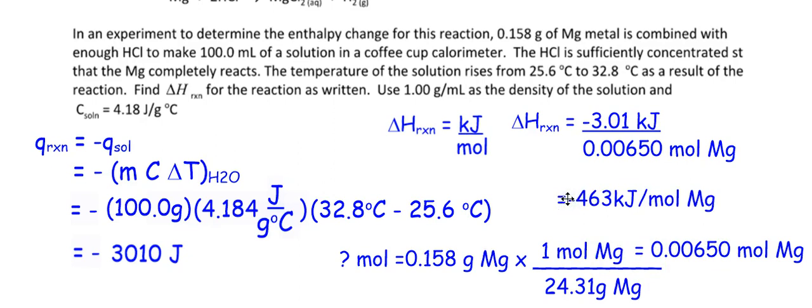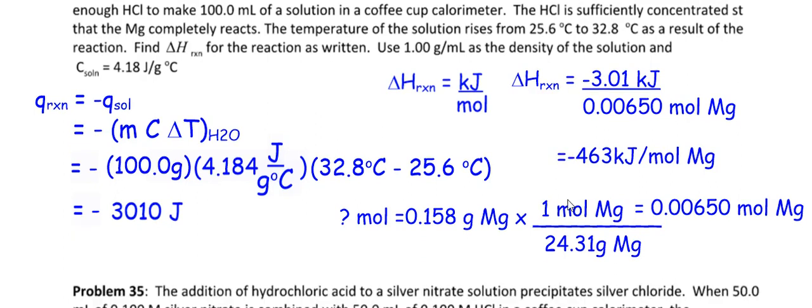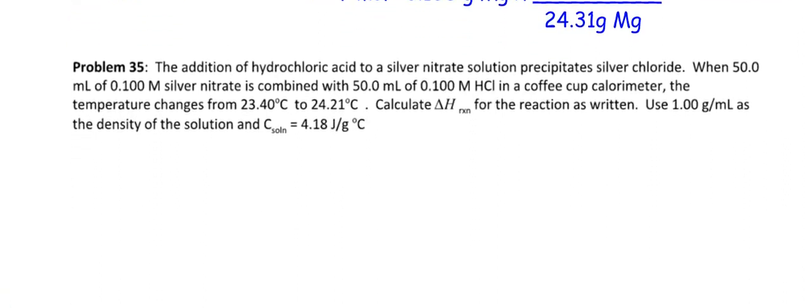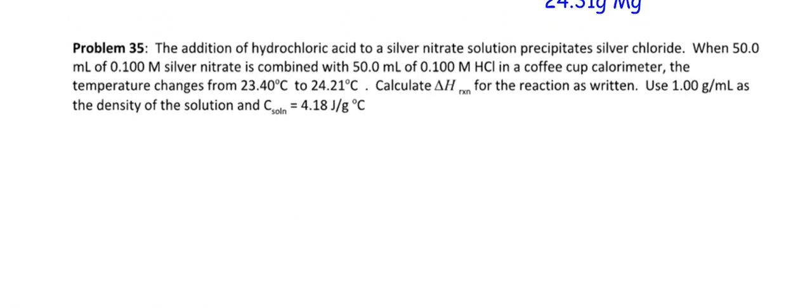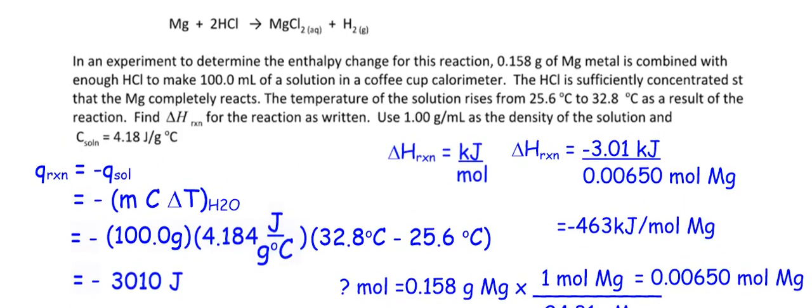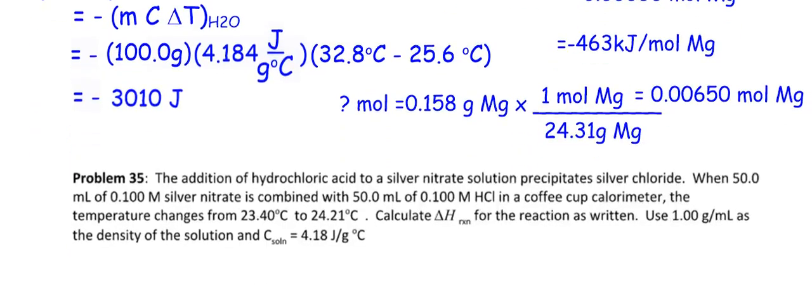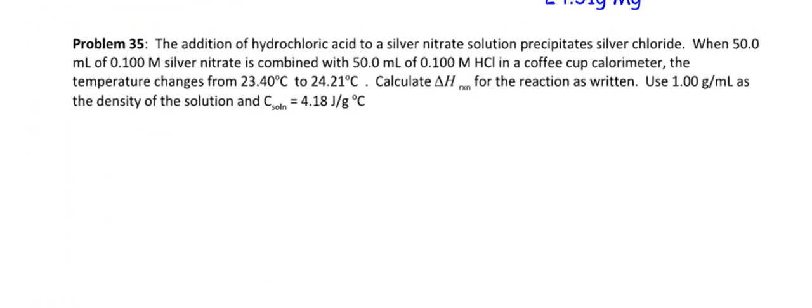Okay, so hopefully that makes sense, because I want to work on the next problem with you and see how you do on this. So if I scroll down, I have the addition of hydrochloric acid to silver nitrate to precipitate silver chloride. So what happens? I have solutions. Remember up here, I had grams of magnesium in hydrochloric acid, and down here I have solutions. I'm going to have to work on this a little bit differently.